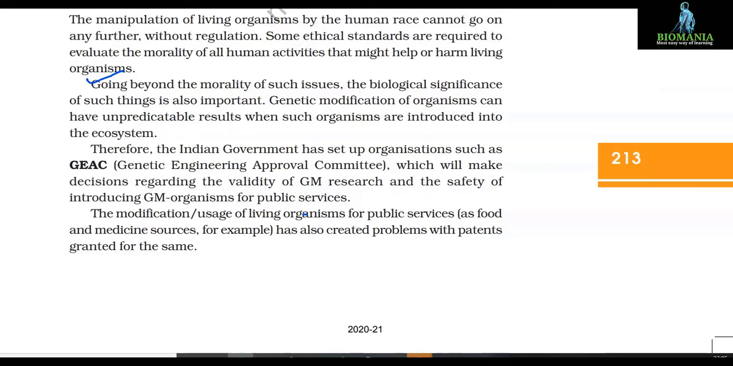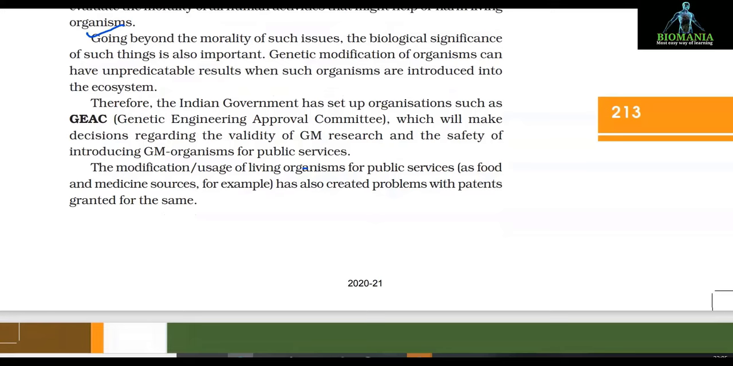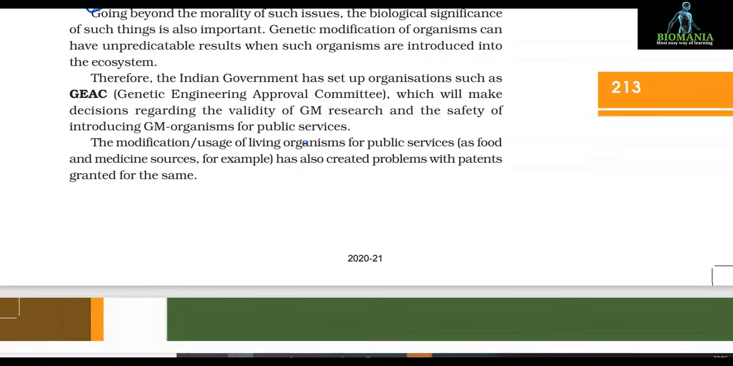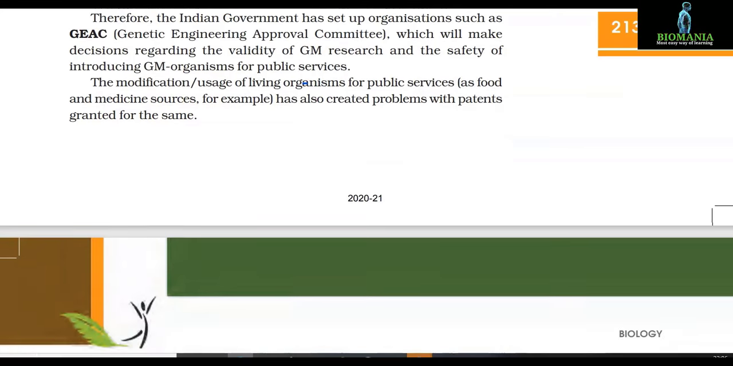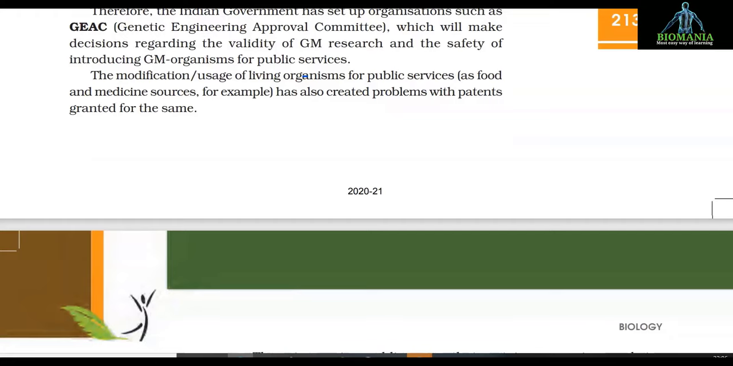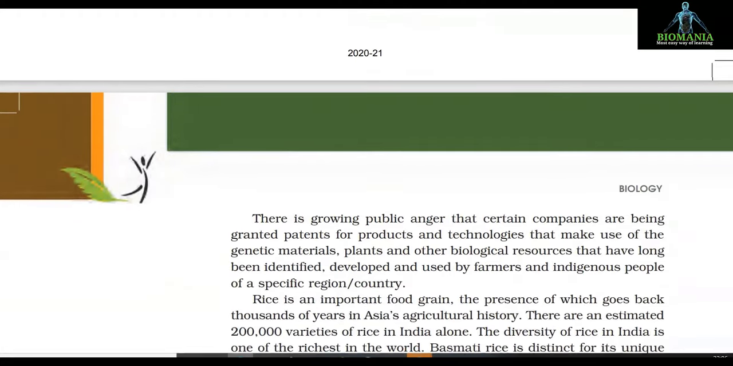Therefore, the Indian government has set up organizations such as GEAC, Genetic Engineering Approval Committee, which will make decisions regarding the validity of GM research and the safety of introducing GM organisms for public services. The modification and use of living organisms for public services as food and medicine sources, for example, has also created problems with patents granted for the same.